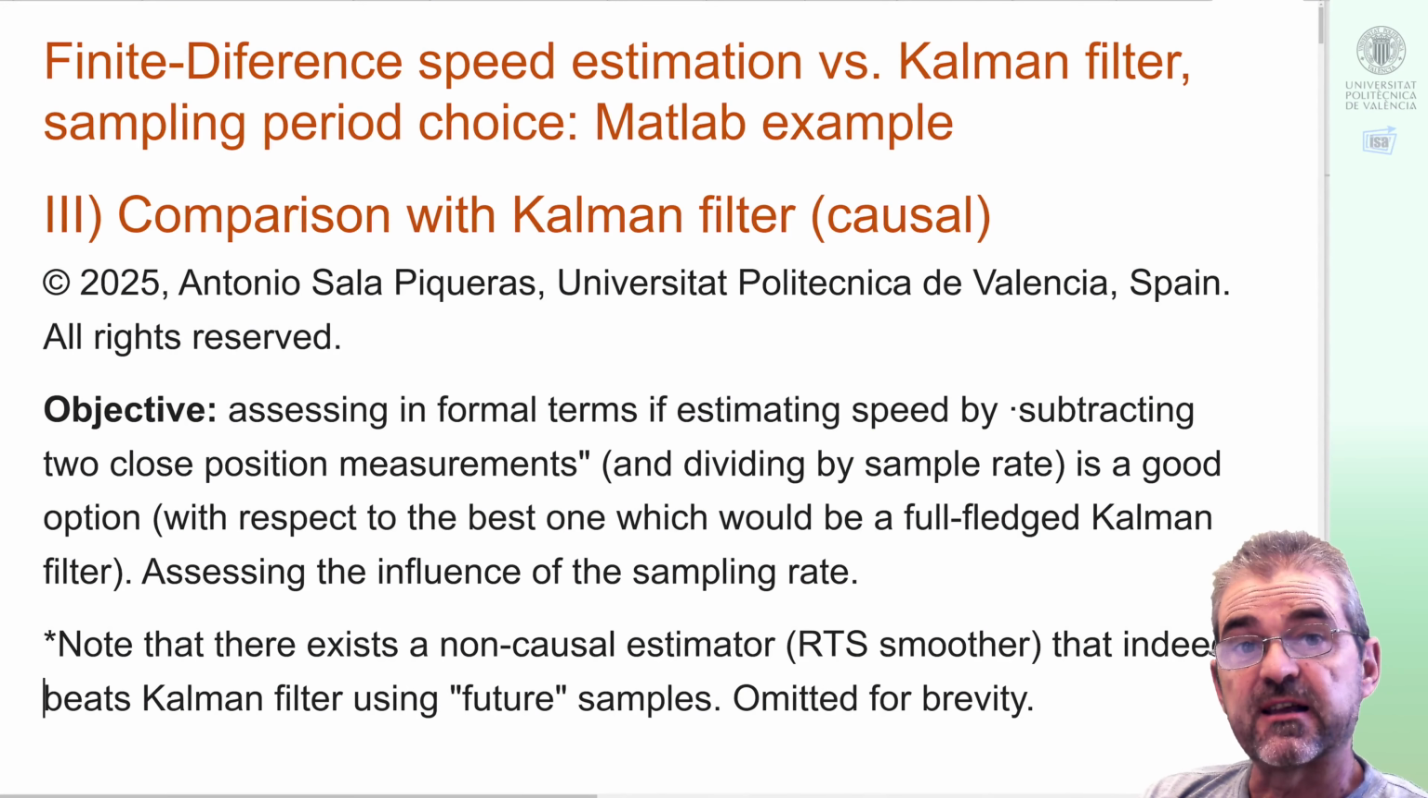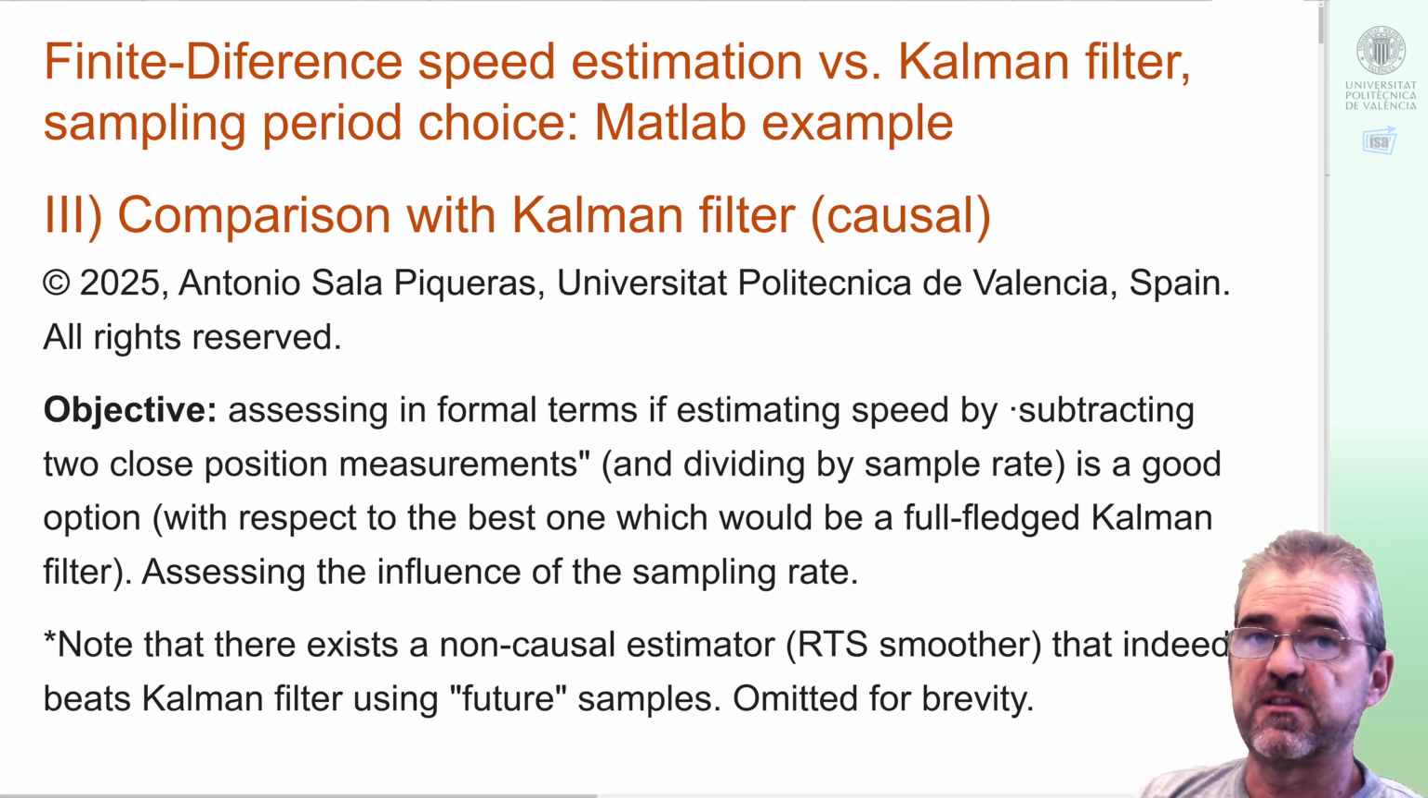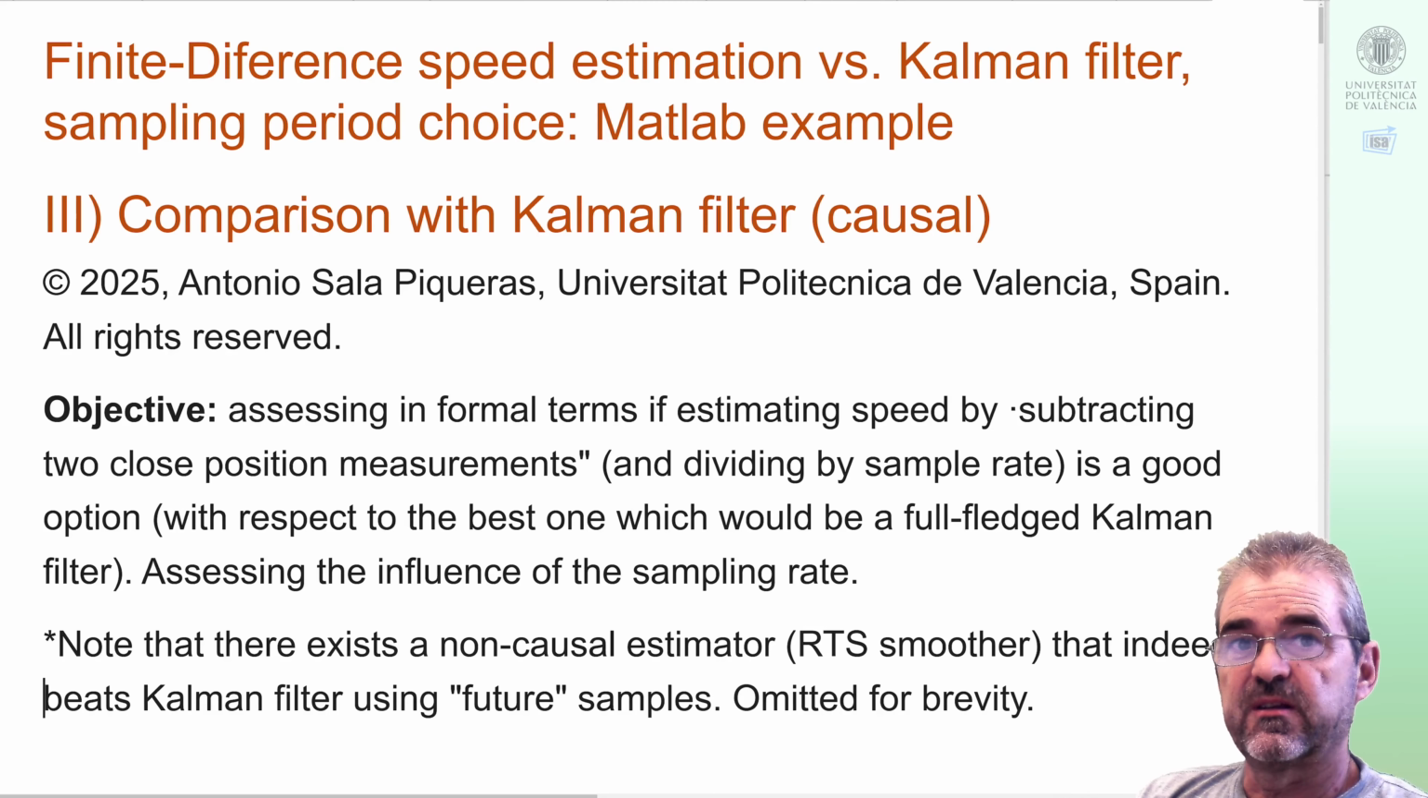Hi, I'm Antonio Sala, and this video will be the last video of a case study of estimating speed given position measurements. In this video, we will compare with the optimal estimator, which is the Kalman filter, to see that finite difference estimation is quite suboptimal with respect to that Kalman filter. We will just use MATLAB commands for that Kalman filter. We will not delve into any theoretical detail.